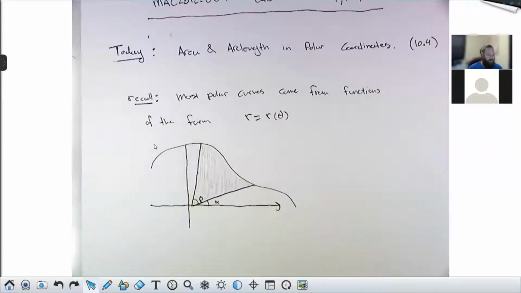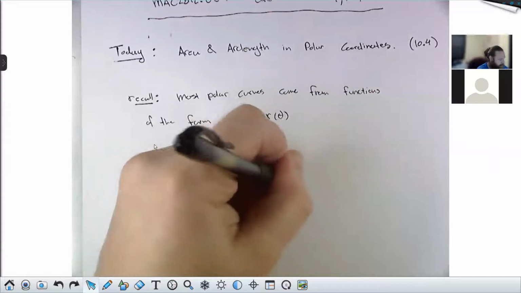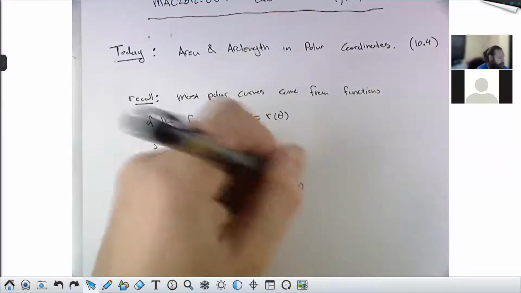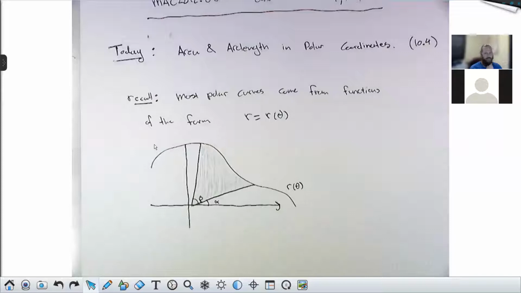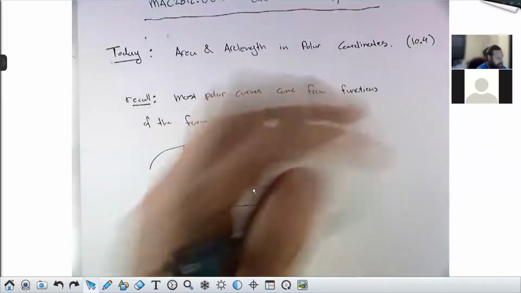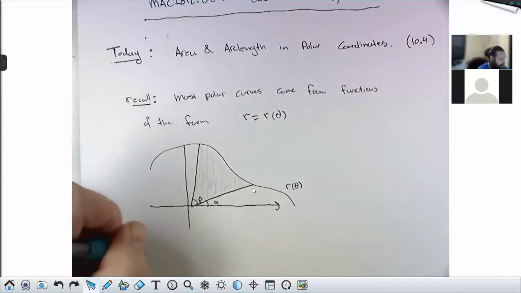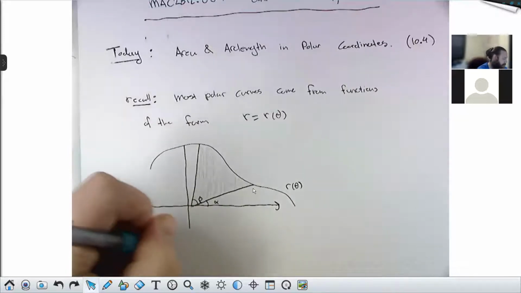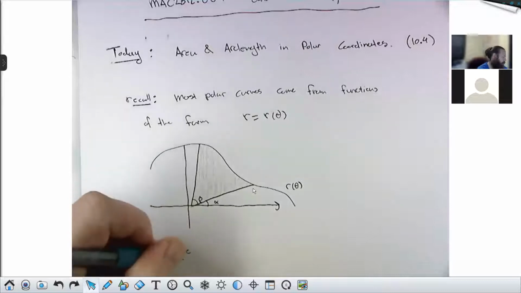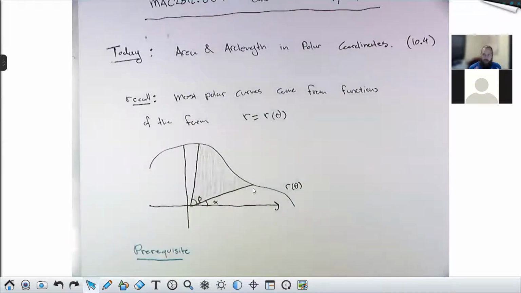We want to be able to calculate this area where the curve here is some function of theta. So we're going to find the area bounded by the polar curve r equals r of theta as theta goes from alpha to beta. And that will be some sort of wedge like this in general. A prerequisite for this, a little thing we need to know ahead of time, is how to find the area of a sector of a circle.